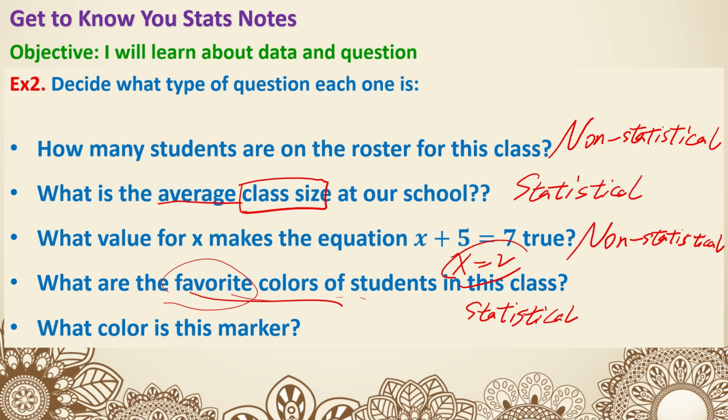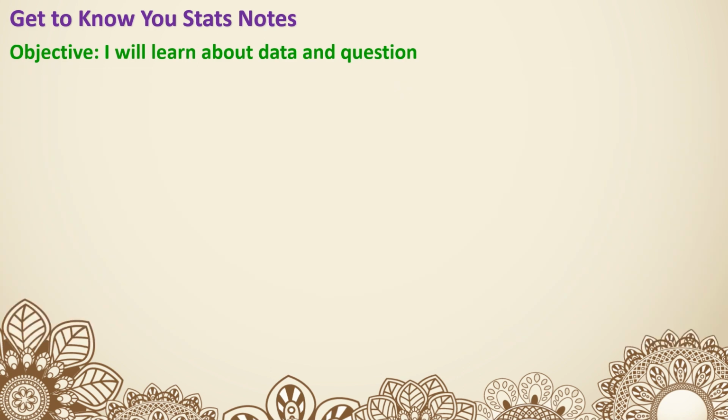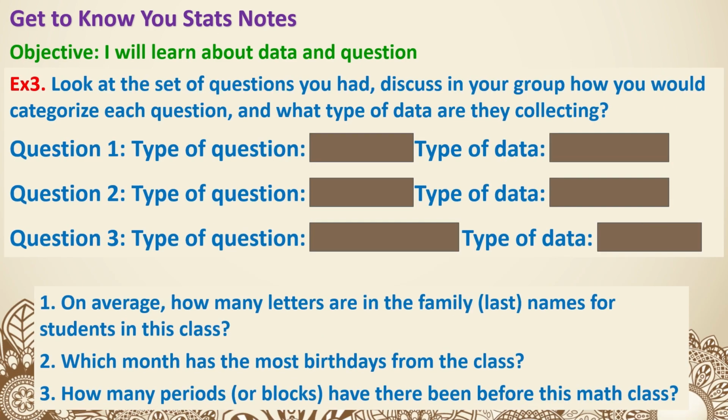What color is this marker? If I hold a specific marker, you can only tell me one color. Of course, there's the possibility of someone being colorblind, but technically, if everyone is not, then we are going to get the same answer, which means this is a non-statistical question.